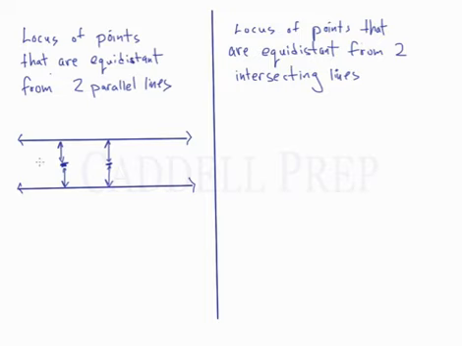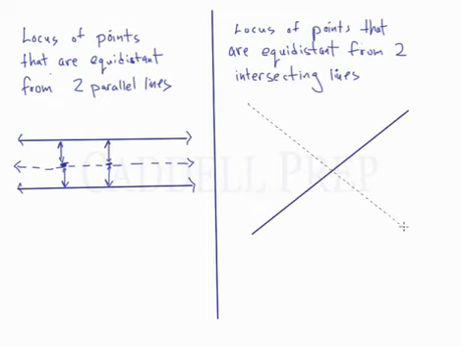What we'll find is that the locus of points that are equidistant from these 2 parallel lines is actually a parallel line directly in between the two. So any point on this dashed line would be equidistant from these 2 parallel lines. Now let's look at the locus of points that are equidistant from 2 intersecting lines. So we have 2 lines that intersect. We want to find the points that are equidistant from these 2.